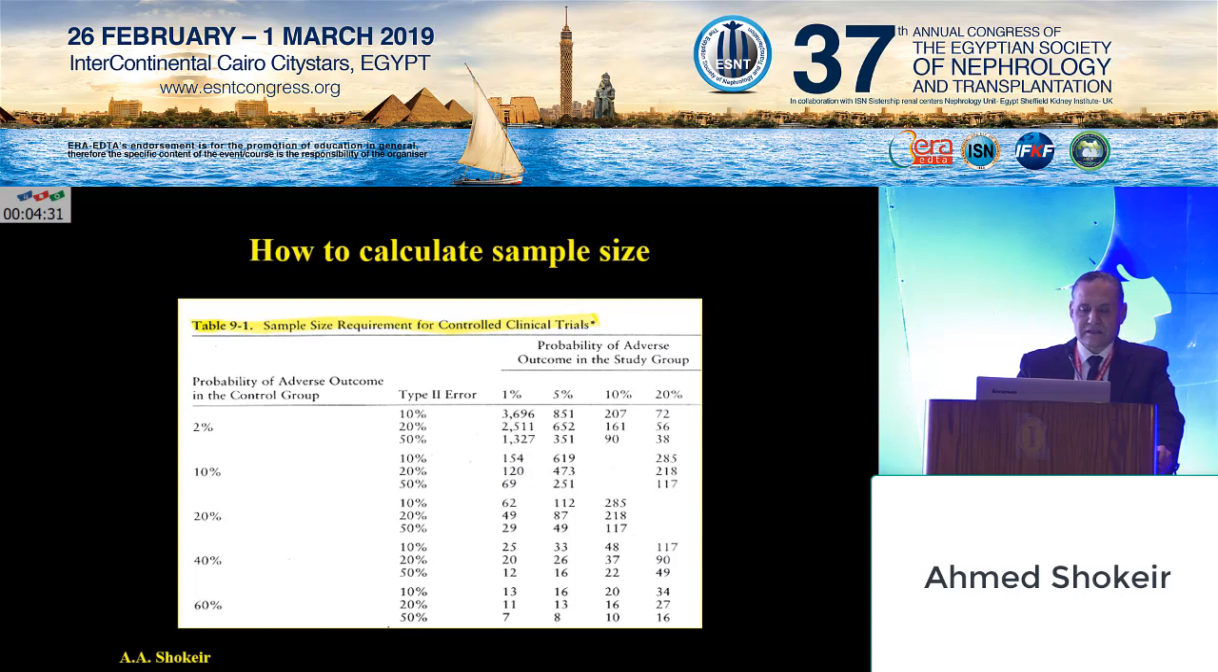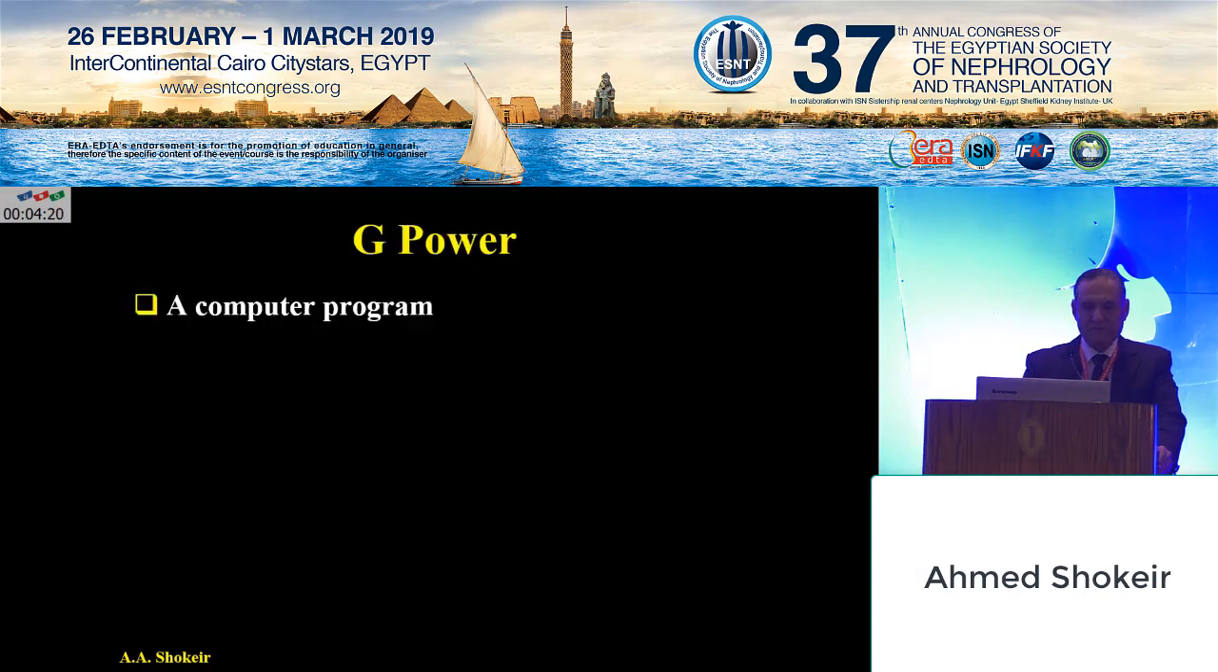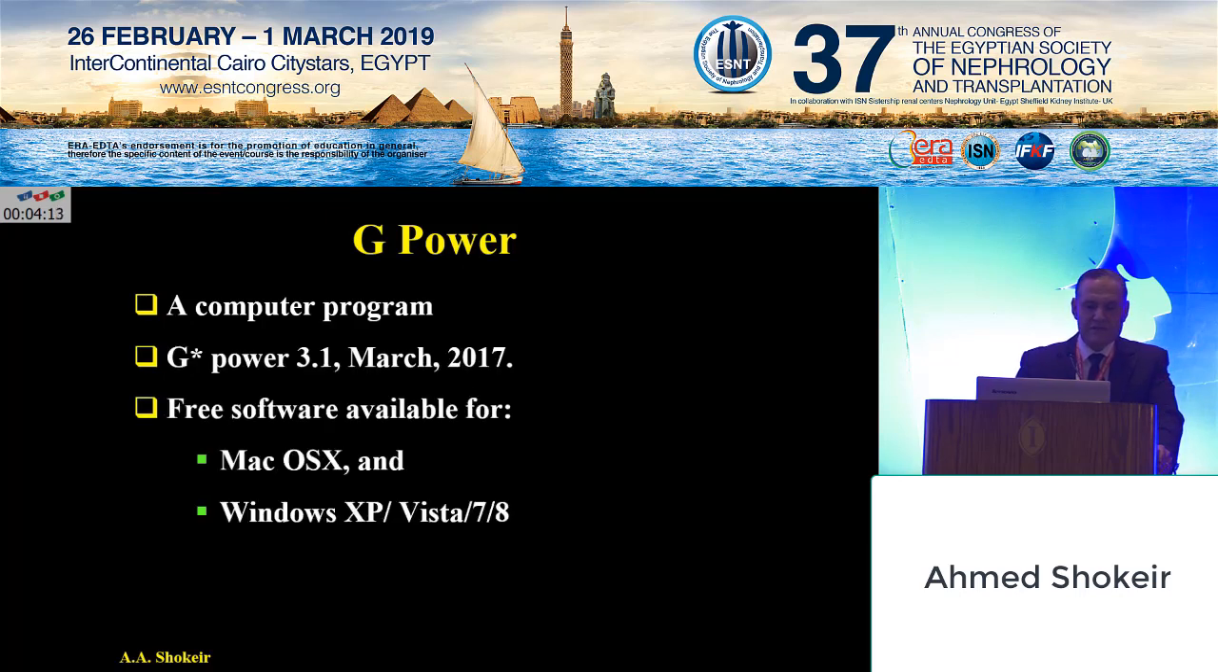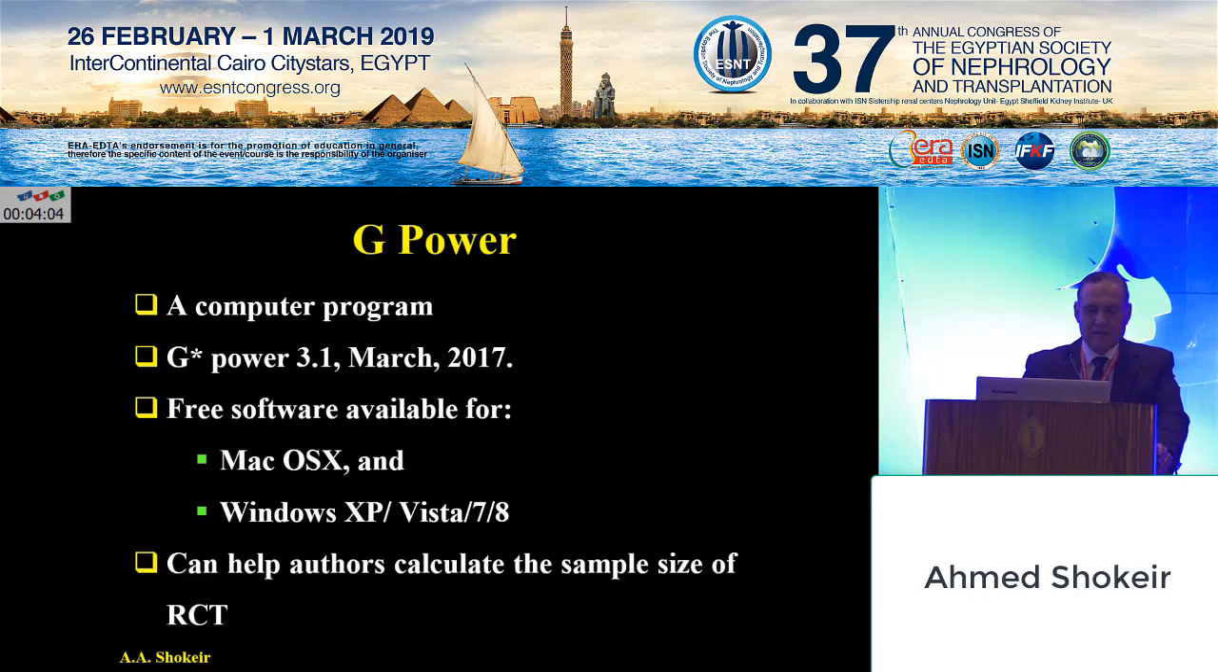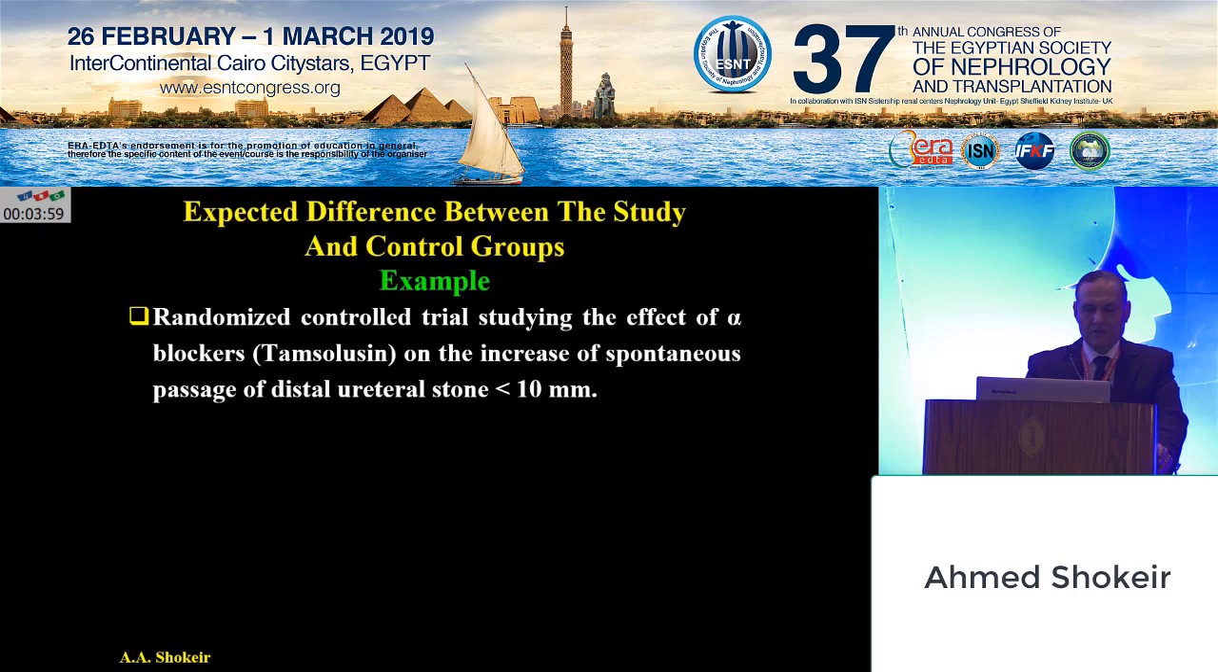If the type 2 is 10%, the power will be 90%. If type 2 is 20, the power will be 80. If type 2 error is 50, the power of the study will be 50. There is a computer program which is called G-Power, and this is available. This is free software available for Mac OS X and Windows XP, Vista, 7/8. This can help you, the authors, to calculate the sample size of a randomized controlled trial.